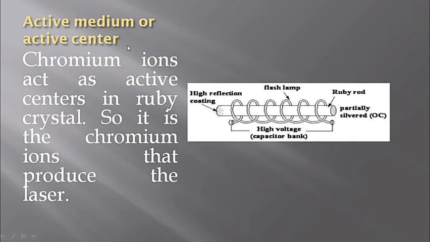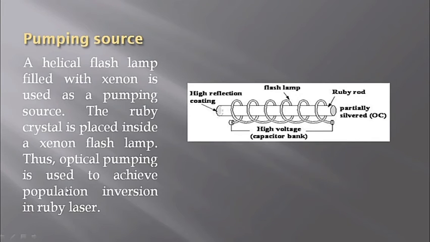Active medium or active center: I have discussed in the previous video lectures the various components or various parts of a laser. The first part of the laser is the active medium or active center. Chromium ions act as the active centers in the ruby crystal. So it is the chromium ions that produce the laser.